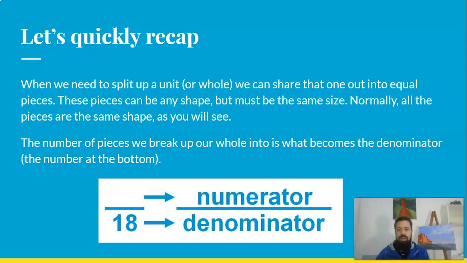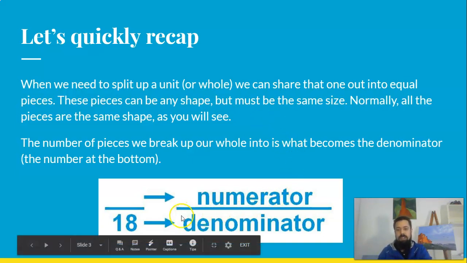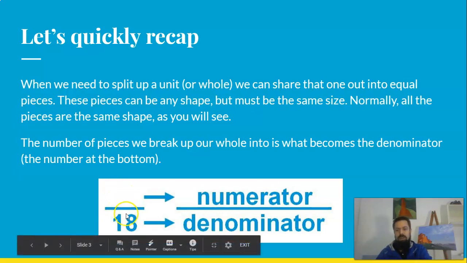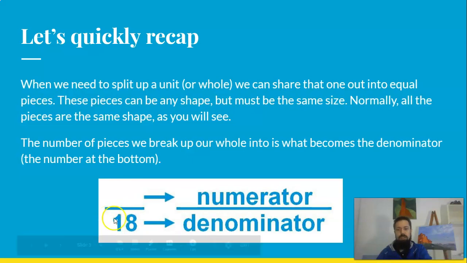The number of pieces we break up our unit or our whole into is what becomes the denominator, which is the number at the bottom. It's a special name, you do need to know it. Denominator means the number at the bottom. In this fraction, I haven't put a numerator in, but we have one that's broken up into 18 pieces. Quite a few chocolate slabs are broken up into 18 pieces. So if we had one, we'd have one over the top and 18 at the bottom.